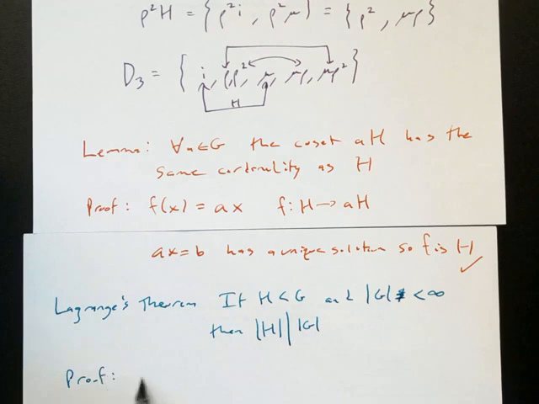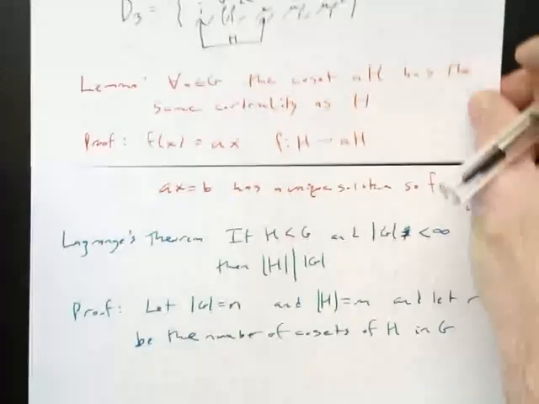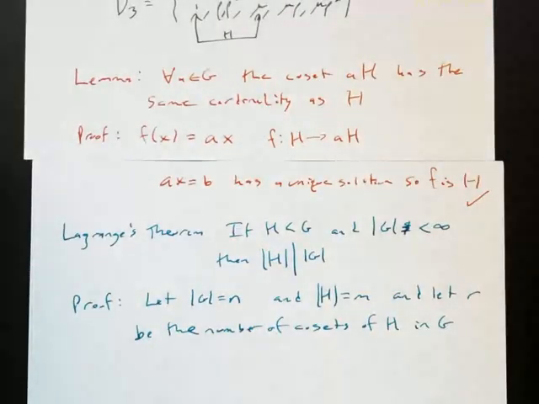Ready for the proof? Let order of G equal N and order of H equal M. And let R be the number of cosets of H in G. By the way, that includes H itself. Then M times R must be equal to N, which implies that M divides N with no leftovers. Two lines. I'm dividing my whole group up into equally sized pieces. The number of pieces is my quotient. I'm done.